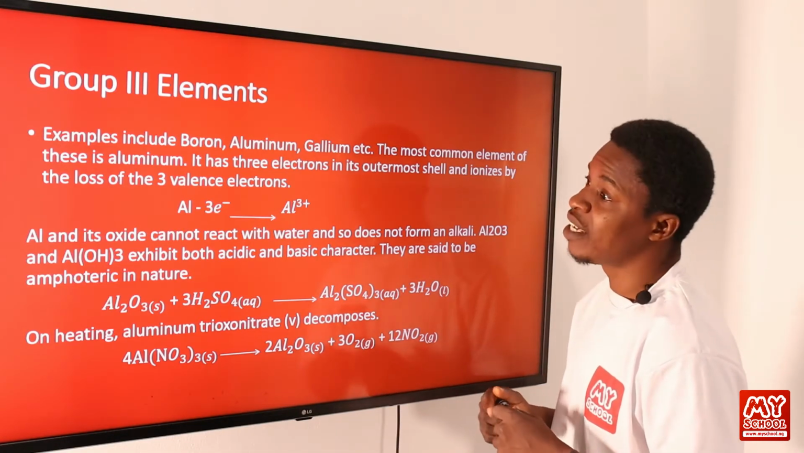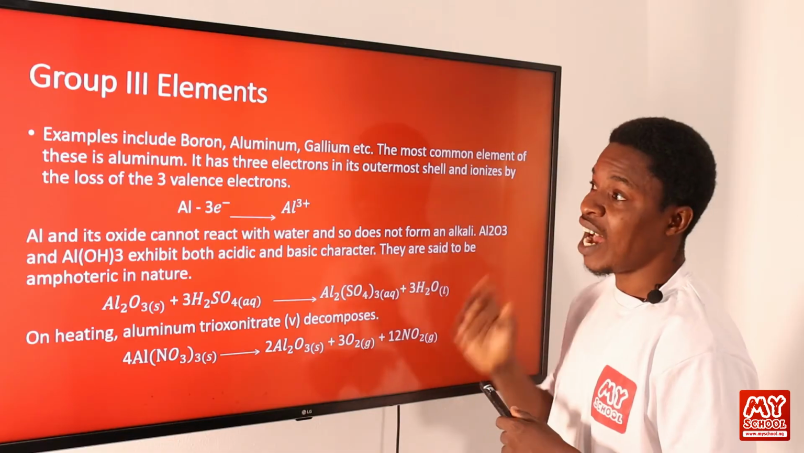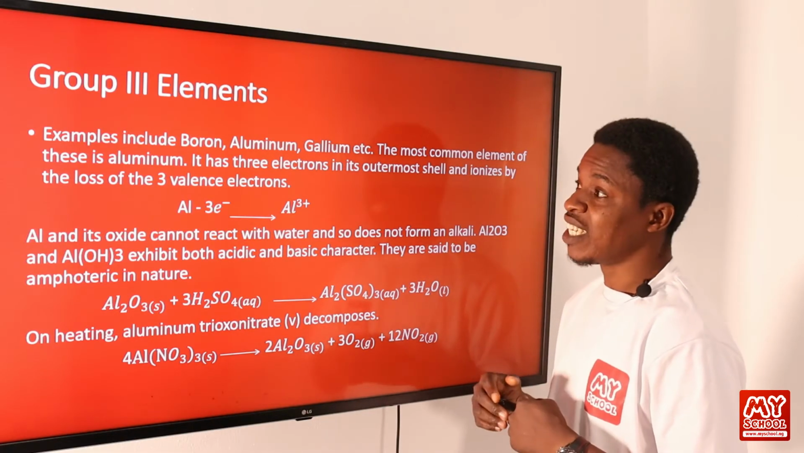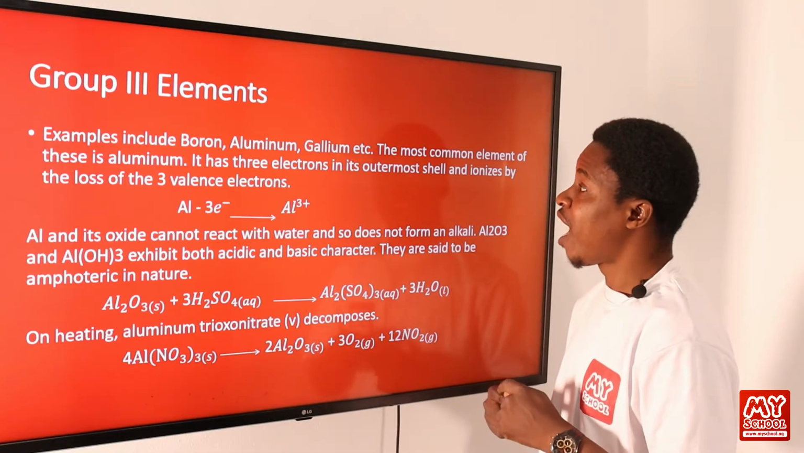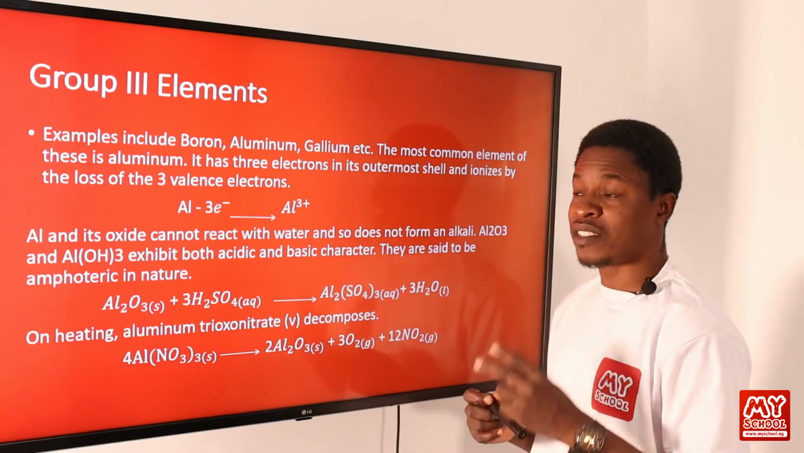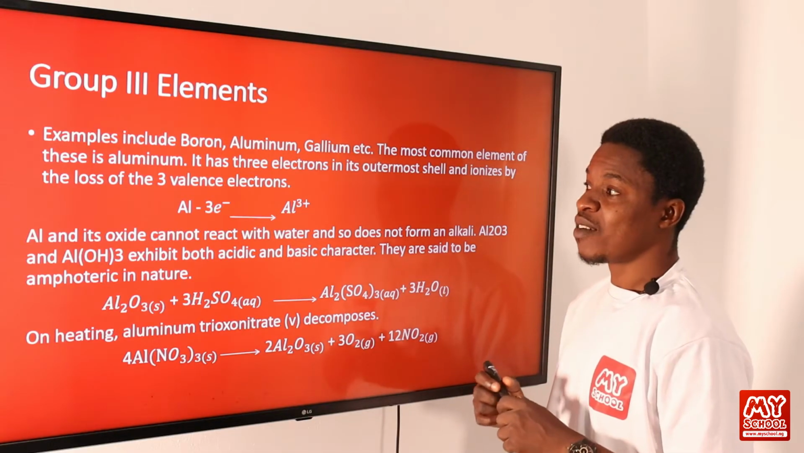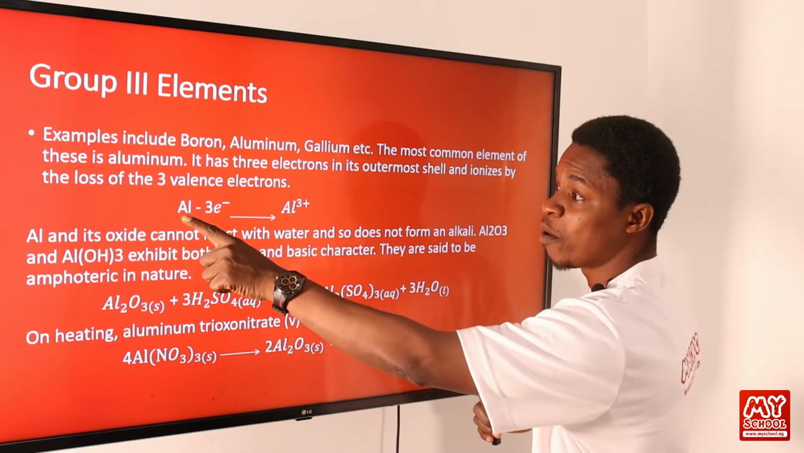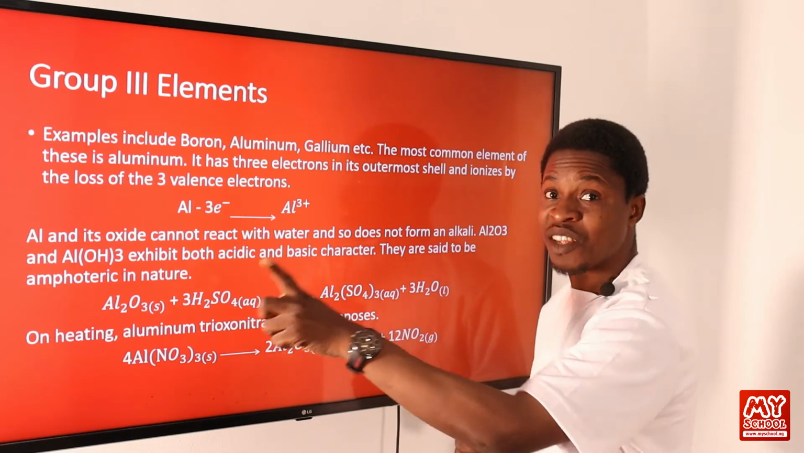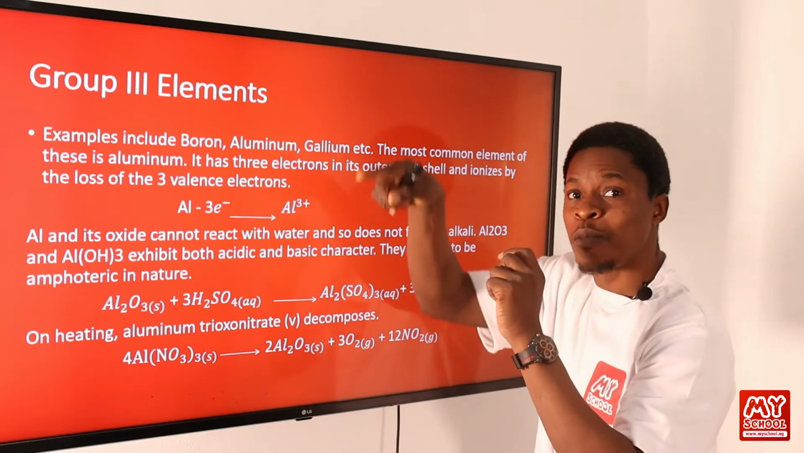The most common element of this is aluminium. Of course, aluminium is so common, everyone knows about it. It has 3 electrons in its outermost shell and ionizes by the loss of the 3 valence electrons. That is why, when you see this aluminium metal, it loses 3 electrons. Why is it losing 3 electrons? It has 3 electrons in the outermost shell.